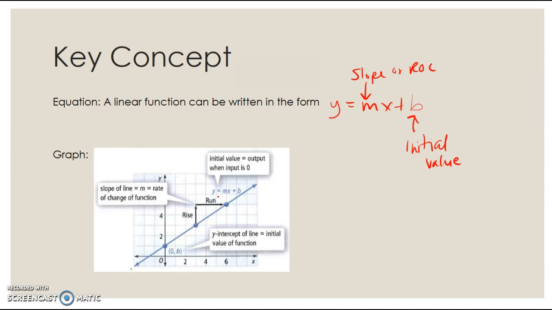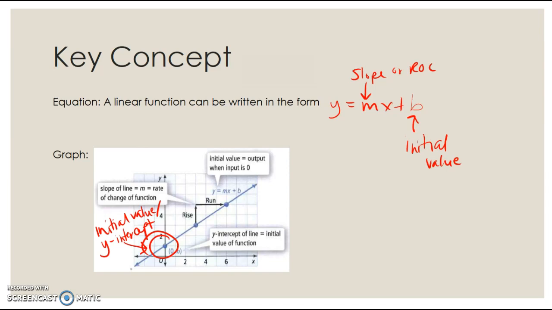So then we have a graph. We could also see this in the form of a graph, where our initial value is where we cross the y-axis. So our initial value is our y-intercept. So initial value slash y-intercept. And then again we have the slope of our line, which is our m, our rise over our run. So those are where we can find initial values.